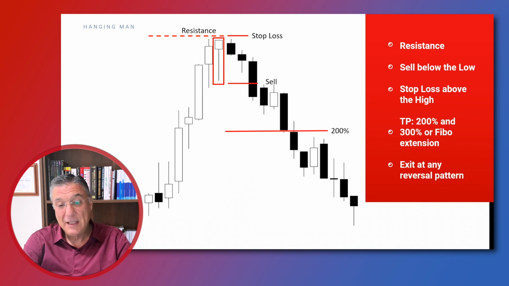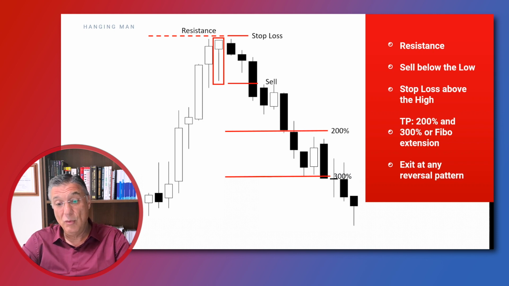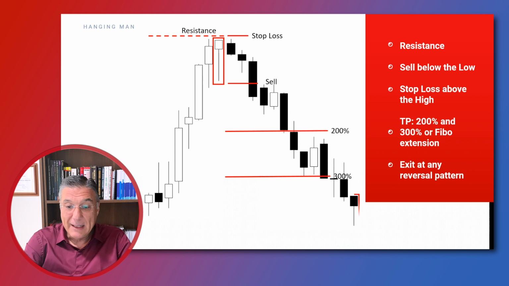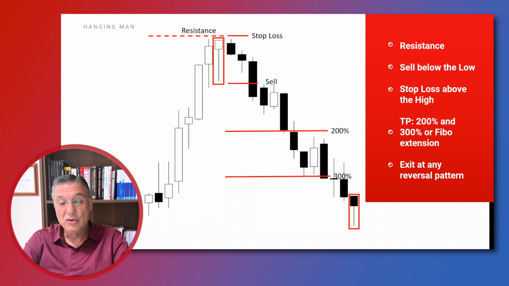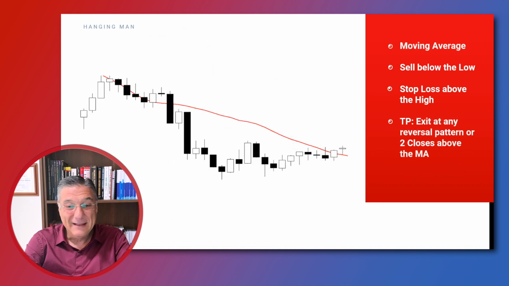Now, at the first take profit area, at the 200% level, we're going to close part of our trade, and then we're going to allow the remainder of the trade to run even lower to the 300% level, where we're going to close another part of our trade, and we're going to allow a small part of the trade to run even lower. But when we identify any reversal pattern in the opposite direction, like in this case, a hammer, then we're going to close the remainder of the trade. Excellent.